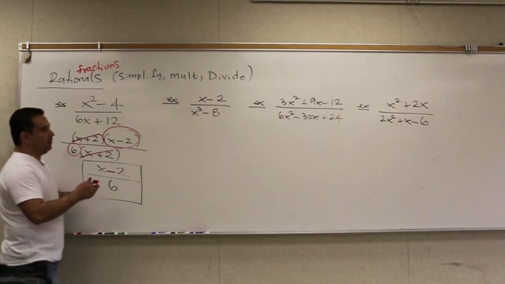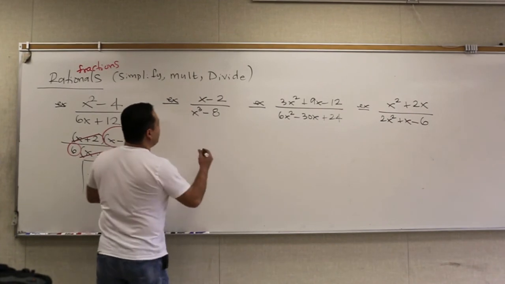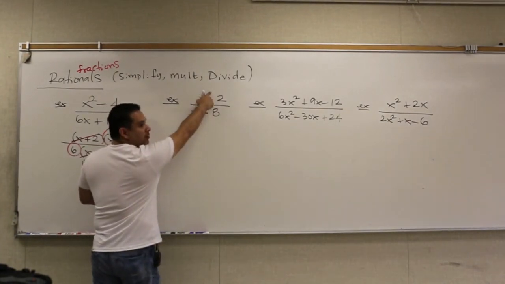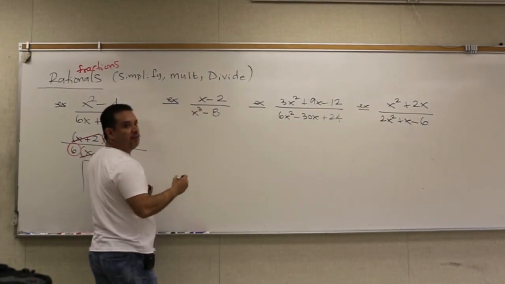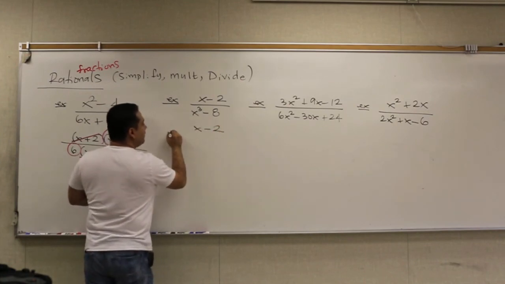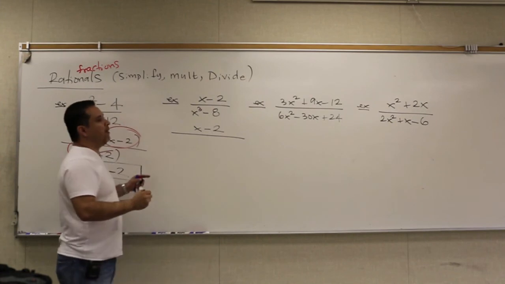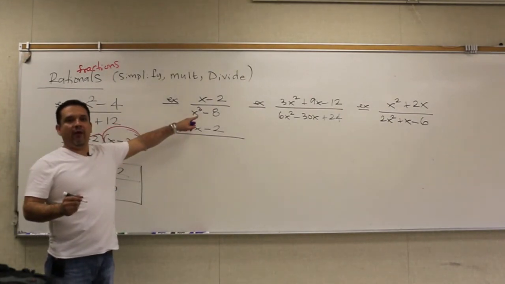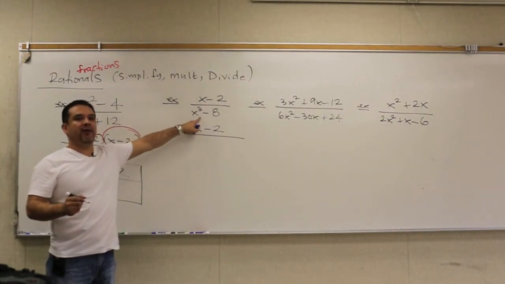Okay, here we go. Right? The top we can't factor. Is that true? That's prime. If it's not factorable, what do we say? Leave it alone, but what do we call it? Prime, right? And this is the difference of perfect cubes.